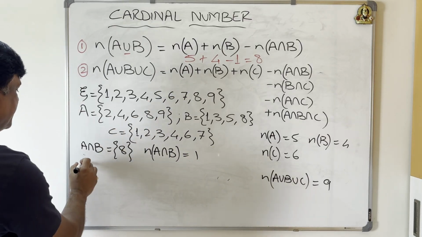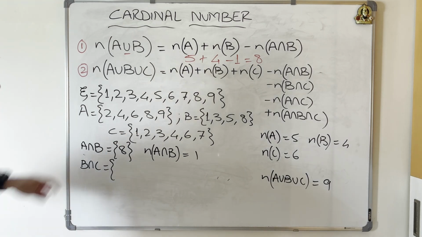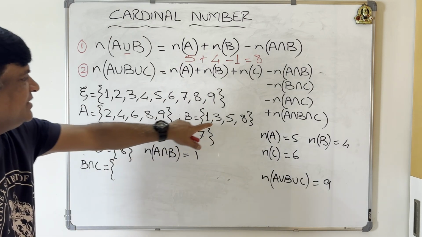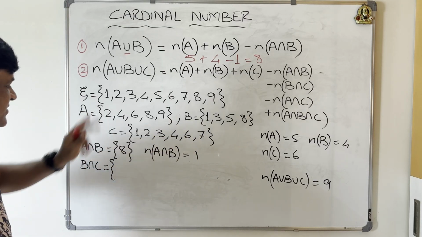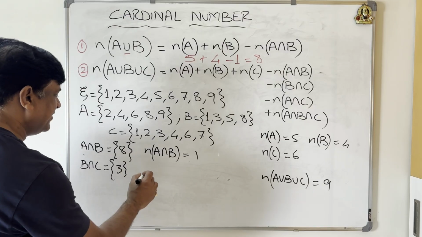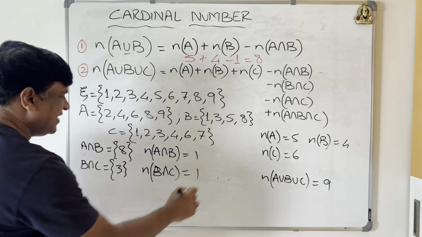Now the next one is B intersection C. Let's see what the common elements between B and C are. You have a 3 common. Yes, that's it. You have a 3 common. So n of B intersection C is again 1.